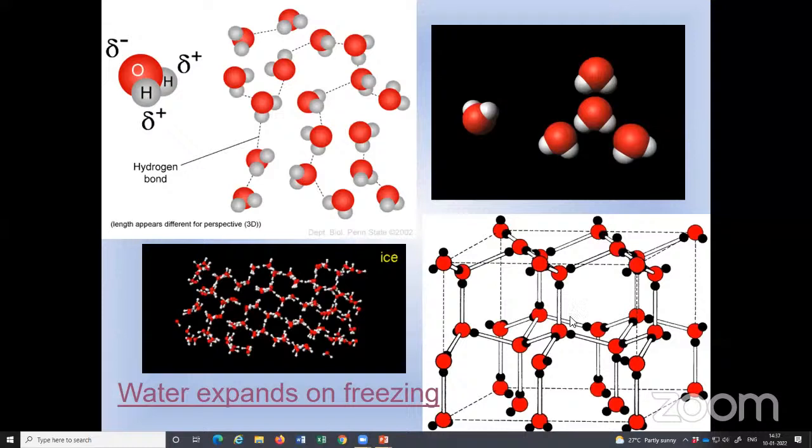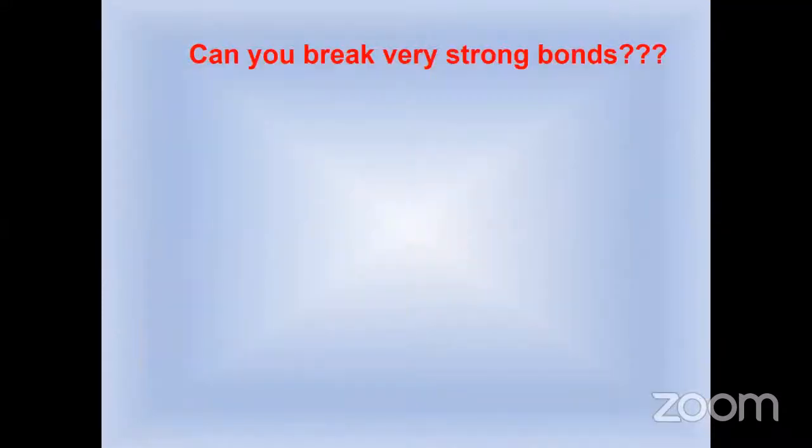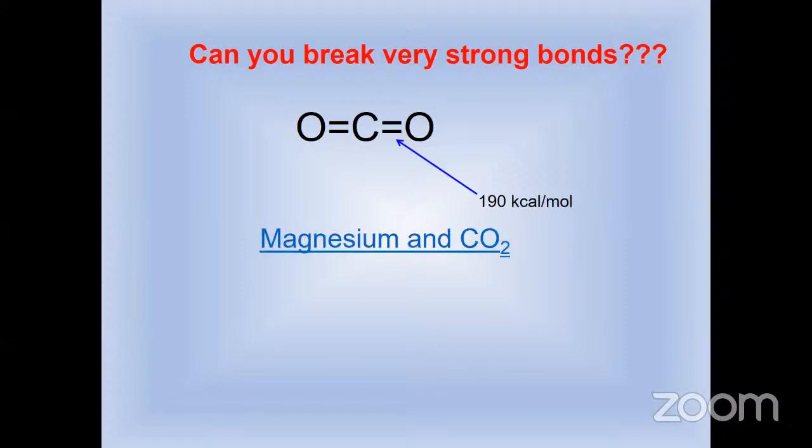So let's take a look at the next experiment, which is breaking a very strong bond. A very strong bond, for example, between carbon and oxygen, which has an energy of 190 kilocalories per mole. And this can be broken, in fact, by reaction with magnesium. And this is also a very unusual reaction. And I would like to show again a video on this.